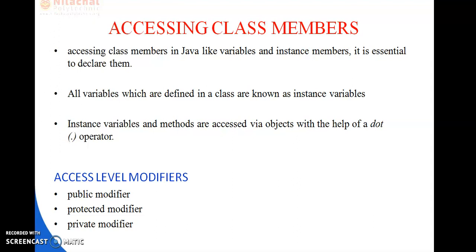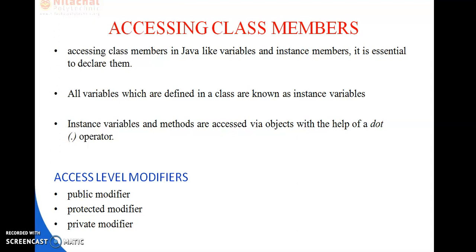Then we come to the class variables. Class variables are variables declared within a class, outside any method, with the static keyword, which is known as a static variable. Static variables can be accessed from any of the classes by using the class name. Instance variables and methods are accessed by objects with the help of the dot operator.